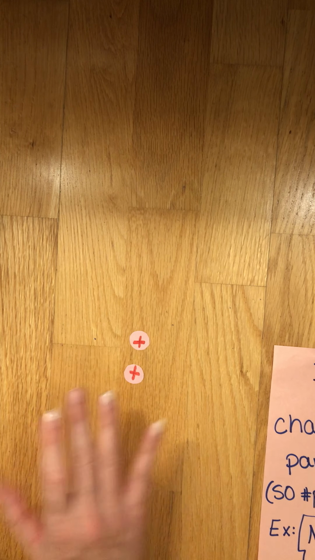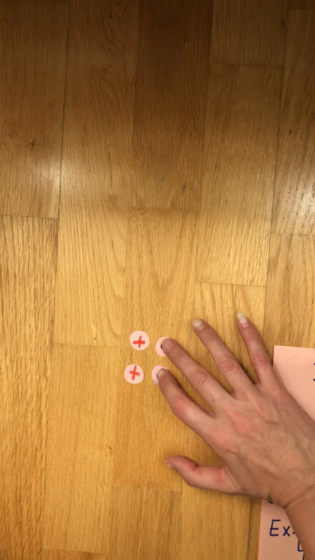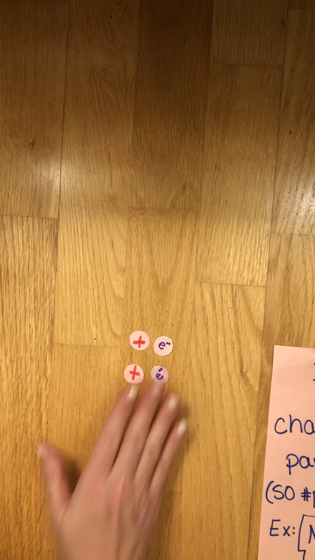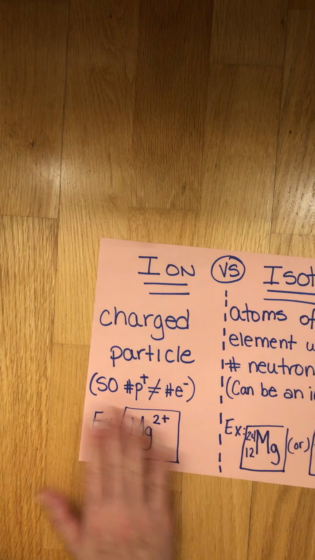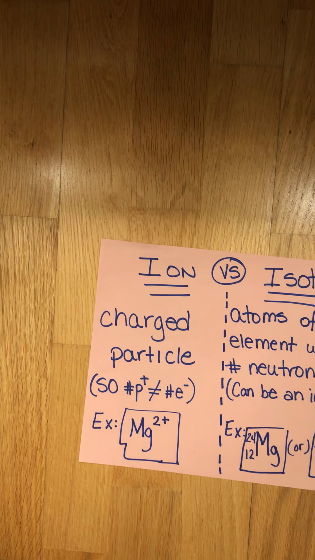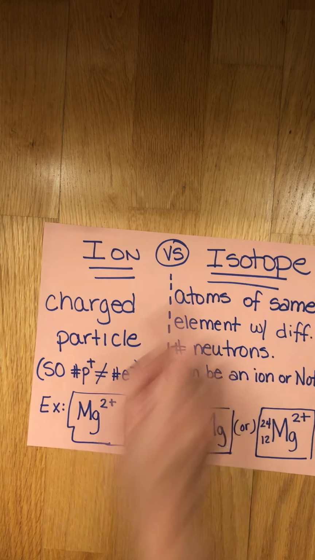So charged, I can lose electrons, and I have a leftover +2. I can never lose protons. So I can either lose or gain electrons, okay? So that's what an ion is. That's not what we're talking about in this video. In this video, we're talking about isotopes.